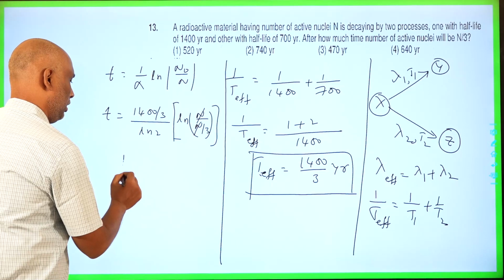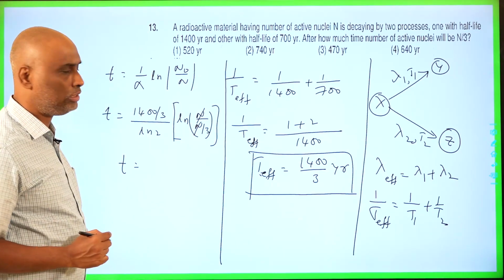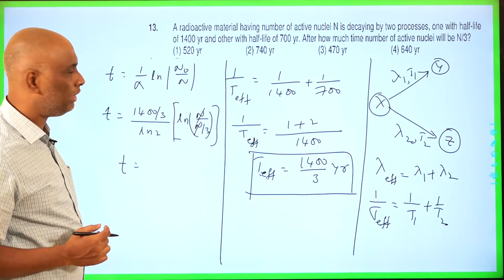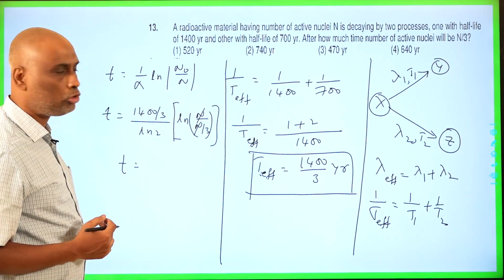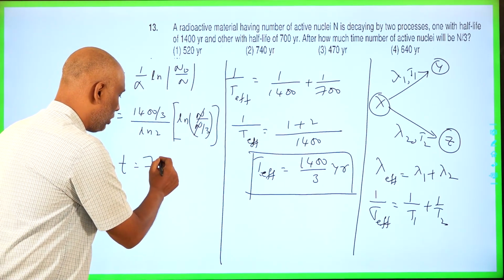So, on simplification, substituting the value of ln2, the factor cancels in the numerator and denominator when you convert into log 10. Substituting the values of log 2 and log 3, we get the value of T equals 740 years.